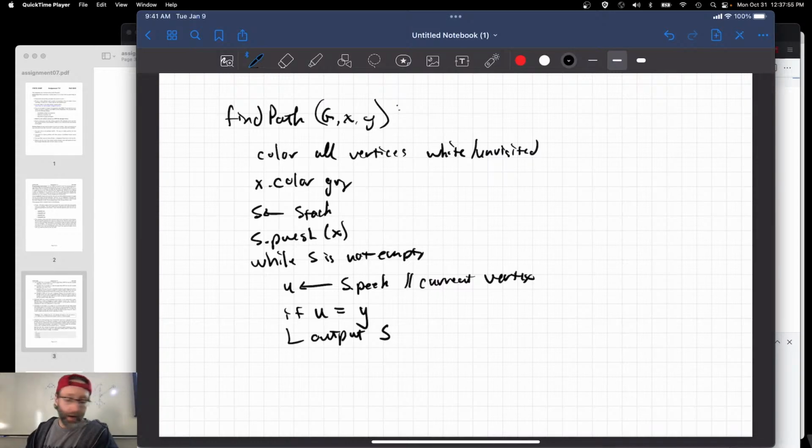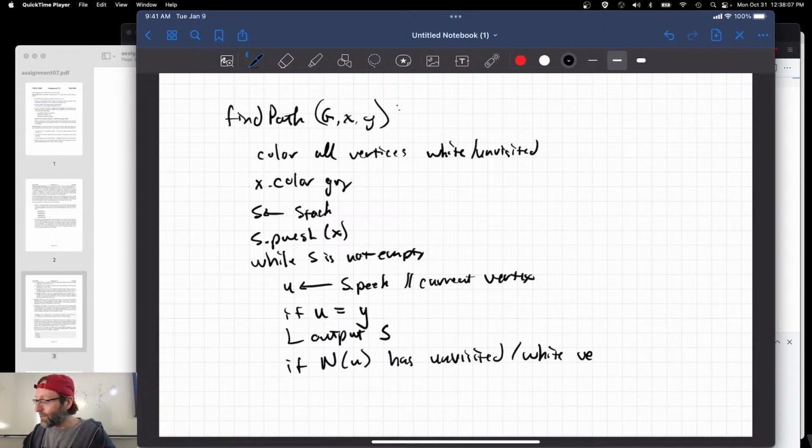Otherwise, if the neighborhood of U has unvisited, white vertices, then just select one of them. V will be the next white vertex. And then color V gray and push it. S dot push V.